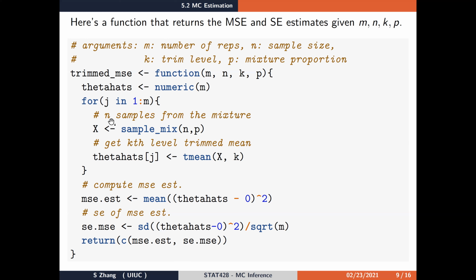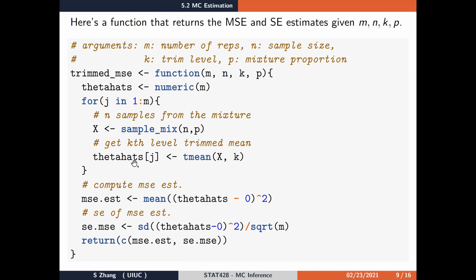So now we end up with n samples from the mixture. Then we compute the corresponding theta hat. So the jth entry of this vector is going to be equal to the trim mean of the sample at the kth level. When this loop is over, you will end up with a vector of length m, where each of the entries is the trim mean calculated from the corresponding samples.